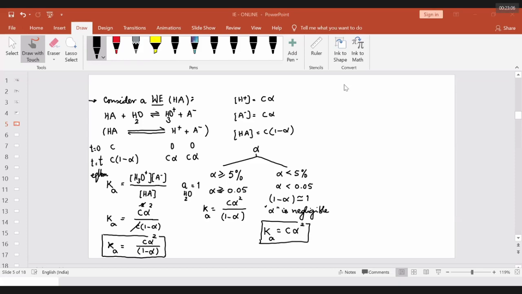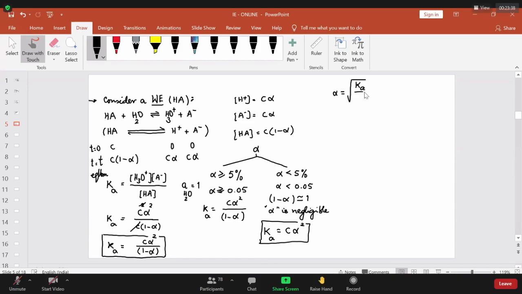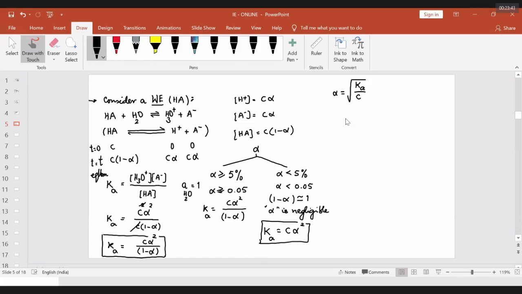Once you understand, let us try to enjoy the concept of degree of dissociation, because a quantitative comparative account is given only because of degree of dissociation. If degree of dissociation is more, the substance is supposed to be a stronger substance. If degree of dissociation is less, the substance is weaker. So ultimately, the tool is degree of dissociation, and that tool is given as alpha equals under root K by C.